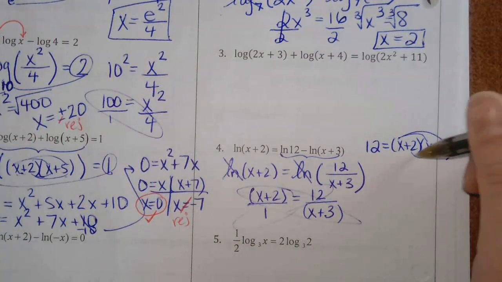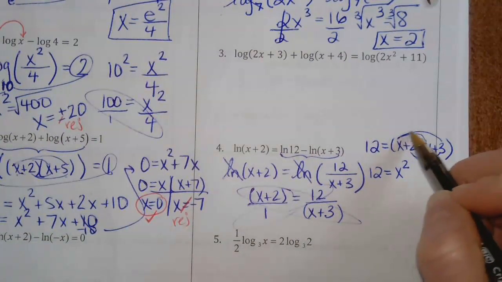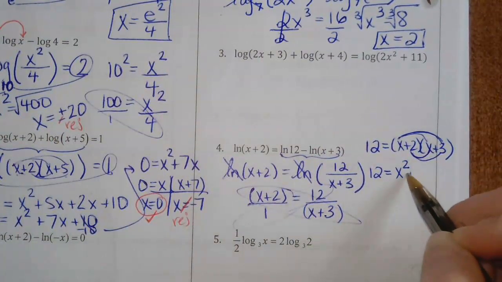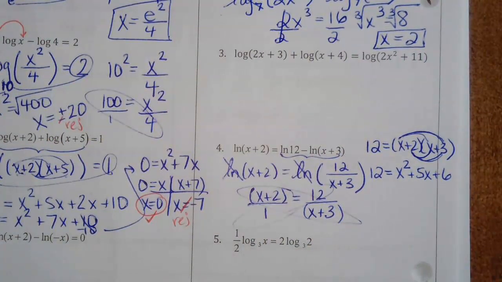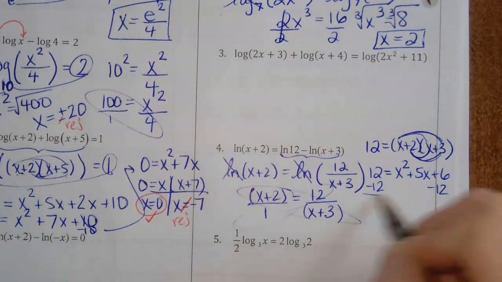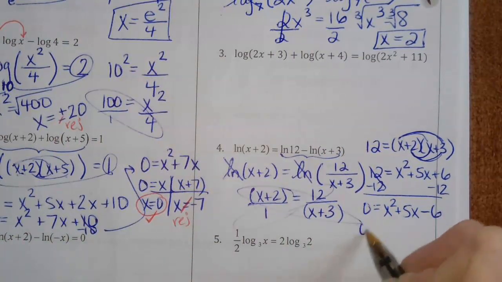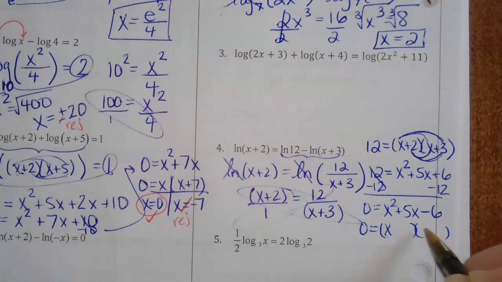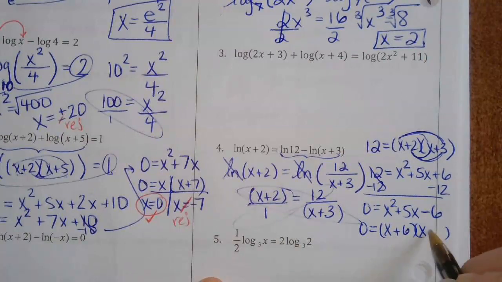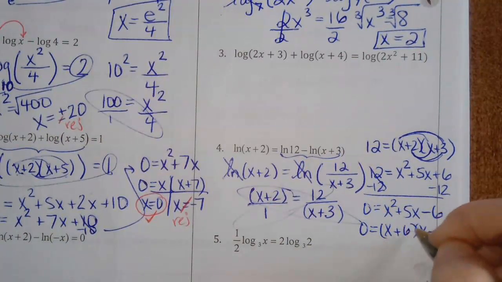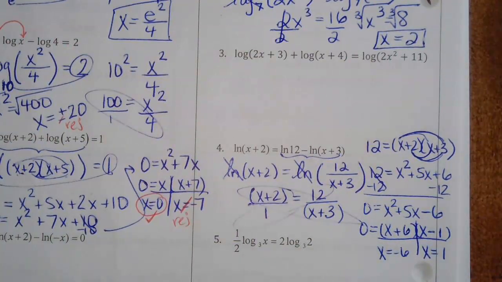Foil that out. We get an x squared. Then we'd get a 3. Then we'd get a 2. So our middle number should be a 5. And then 2 times 3 would be a 6. We want to solve, so we're going to subtract 12. Factor. Which in this case, if it's got to multiply to a negative and add to that, it's probably going to be 6 and negative 1 as my factors. So then when I t-chart it, I get these 2 solutions.